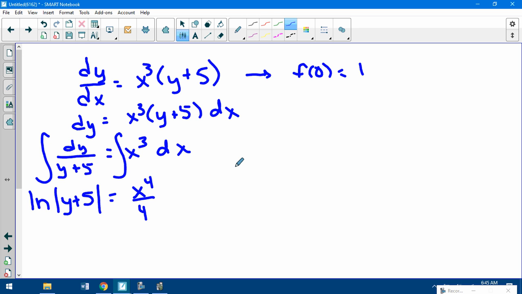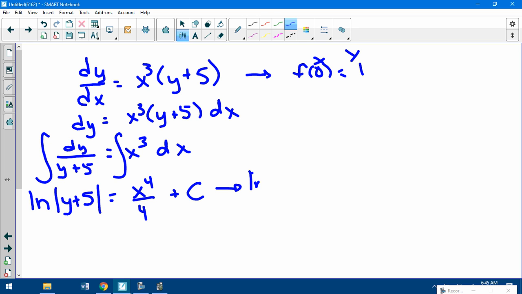You do need a plus c. It doesn't matter which side you put it on. I like to put it on this side. Now before you solve for y, use the initial condition at this step to figure out what that c is. So if x is 0, y is 1.